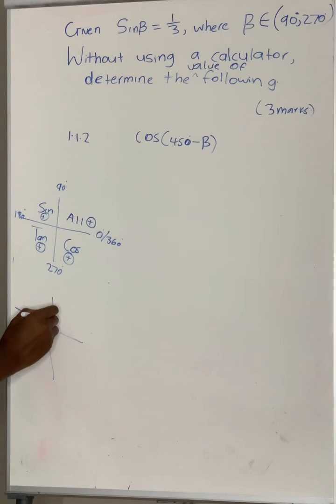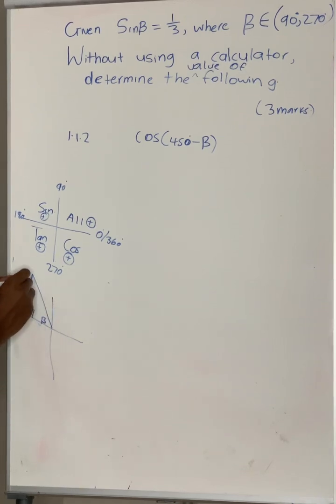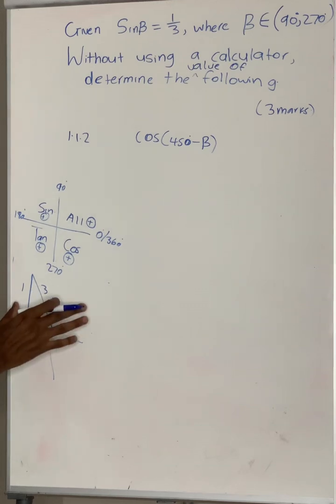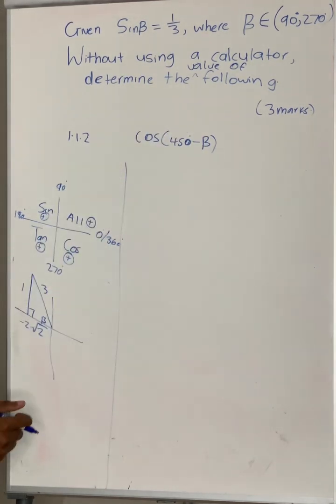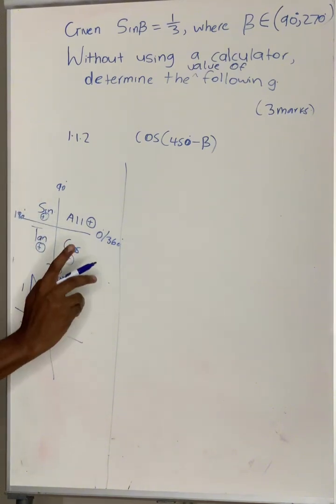I hope you guys can see this properly. So we had beta, we had 1, we had 3, we then had negative 2 root 2. Okay, this was our triangle over here. Now let's solve this over here. So we have cos of 450 minus beta.